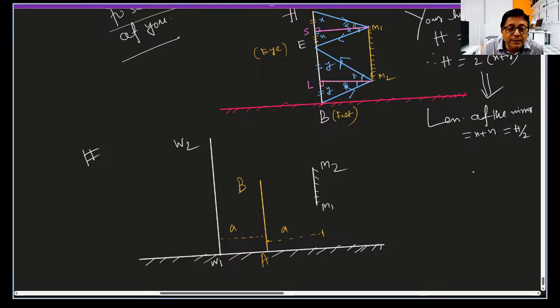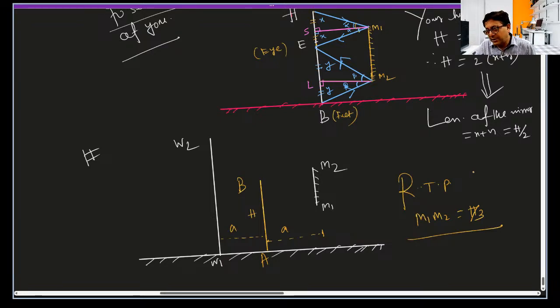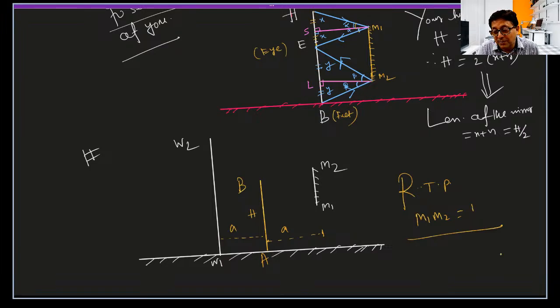Now how the image of the man will go to the wall, you will decide, and you need to prove, required to prove, the height of the man is h, RTP M1 M2 should be h by 3. You will try at home. Not a difficult one. Just use the concept you have learned. Alright.